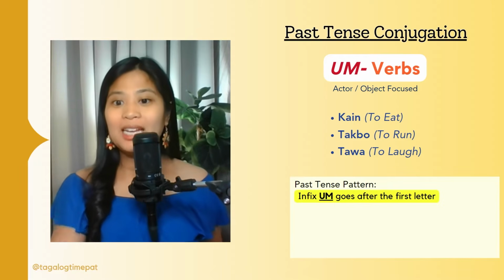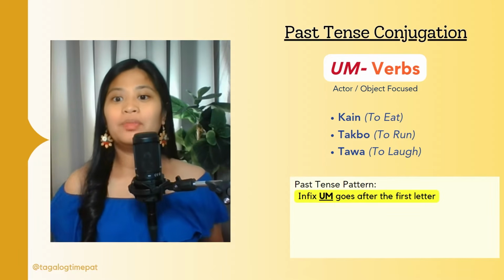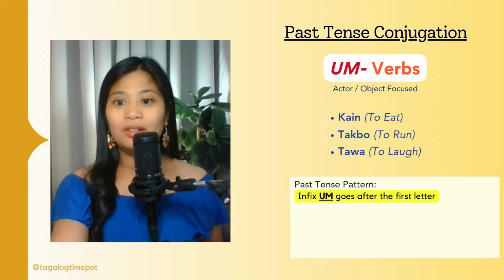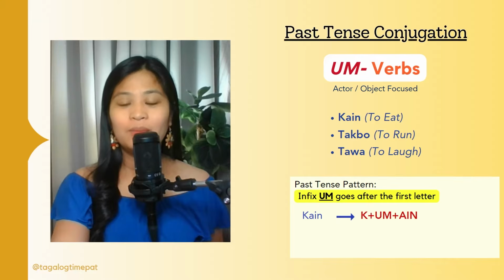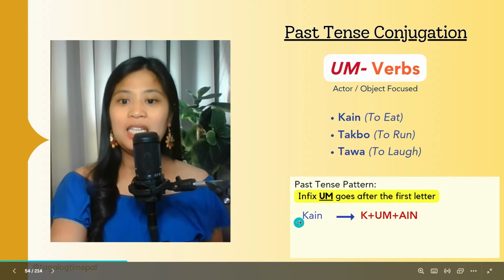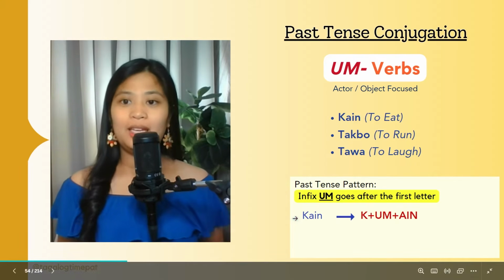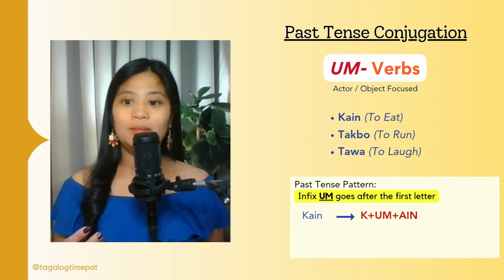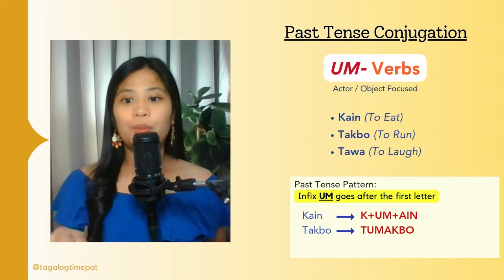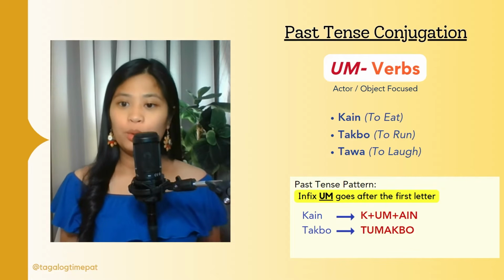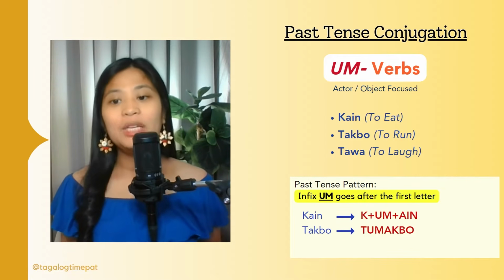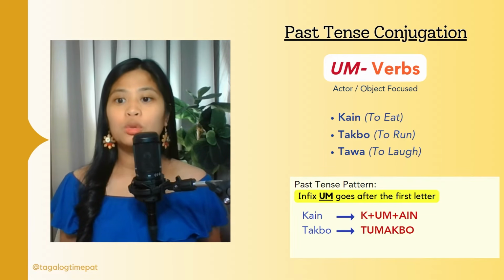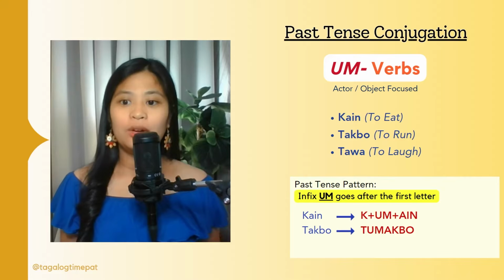But in the past tense, this is the pattern. So um goes after the first letter when you're using it in the past. For example, kain, to eat, becomes kumain. Kumain ako. I ate. Takbo becomes tumakbo. Tumakbo siya. He ran. So again, the infix just goes after the first letter.